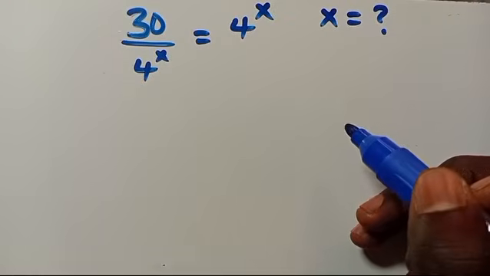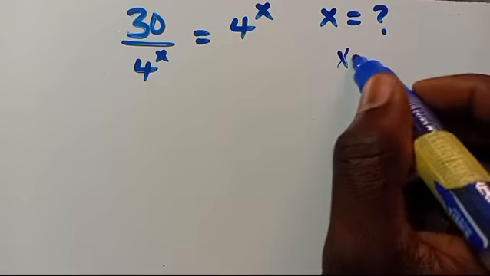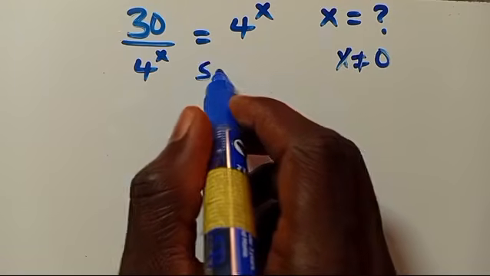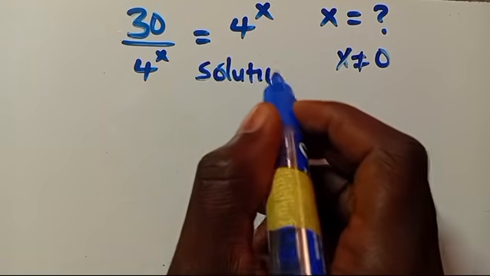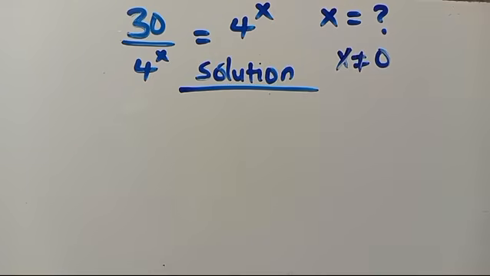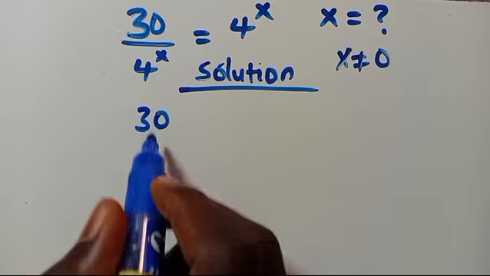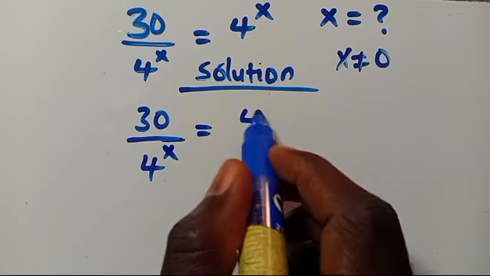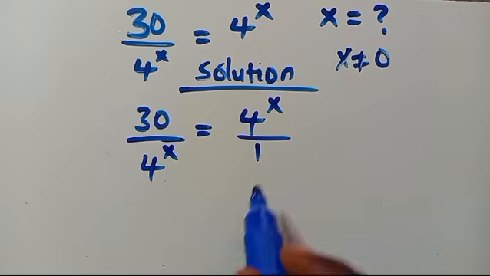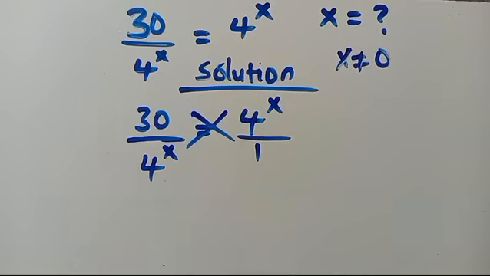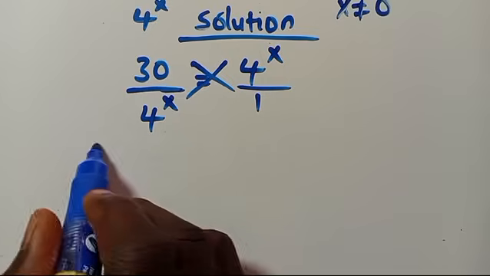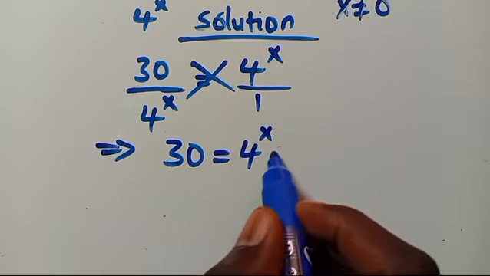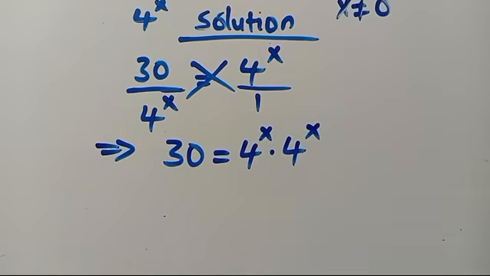What is the value of x, given that x does not equal 0? So from here, let's have it to be solution. Then when we have 30 over 4 to the power of x that equals 4 to the power of x, let's divide this by 1. When you cross multiply, we're going to have 30 equals 4 to the power of x times 4 to the power of x.